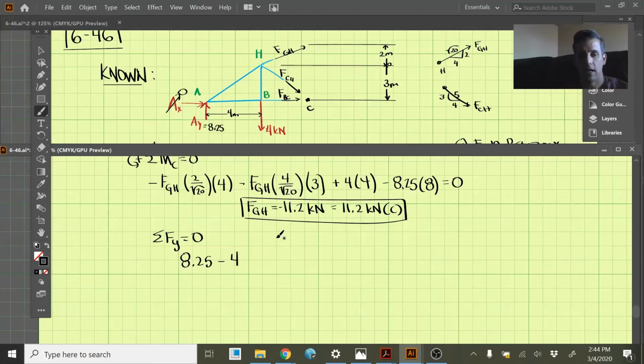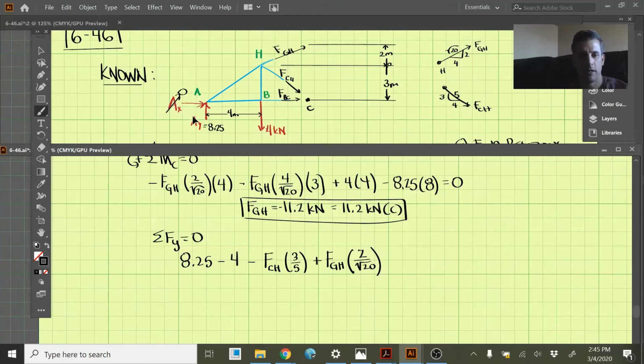And then we have FCH here, which is going to be negative. And I have drawn out what component of that it is. So the vertical is 3 over the hypotenuse, which is 5. And then we need to have FGH and FGH. And the component of that, FGH, we have the vertical is 2 over the square root of 20.